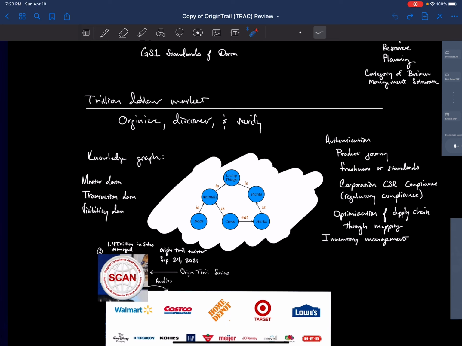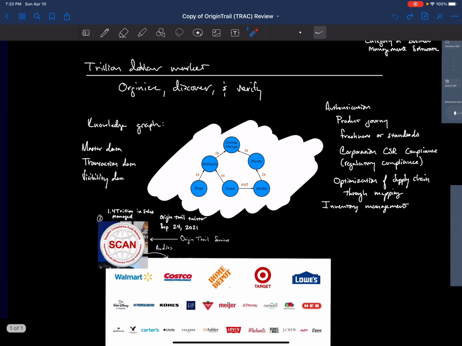I don't want to get too in the weeds because OriginTrail is the service company that allows for businesses to make these connections through the knowledge graph. So, you have master data, transaction data, and visibility data. It's basically all the different types of data that could be there. So the authentication, product journey, freshness or standards, corporation, CSR compliance, so that's regulatory compliance, optimization of supply chain through mapping, that's what I mentioned earlier, inventory management. So all of these are amazing business opportunities. Each one of these could be a business structure that could plug in to the services offered by OriginTrail.